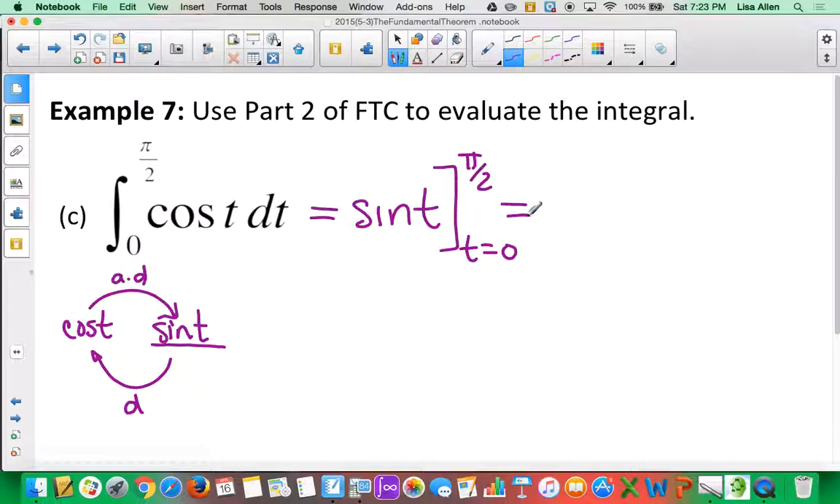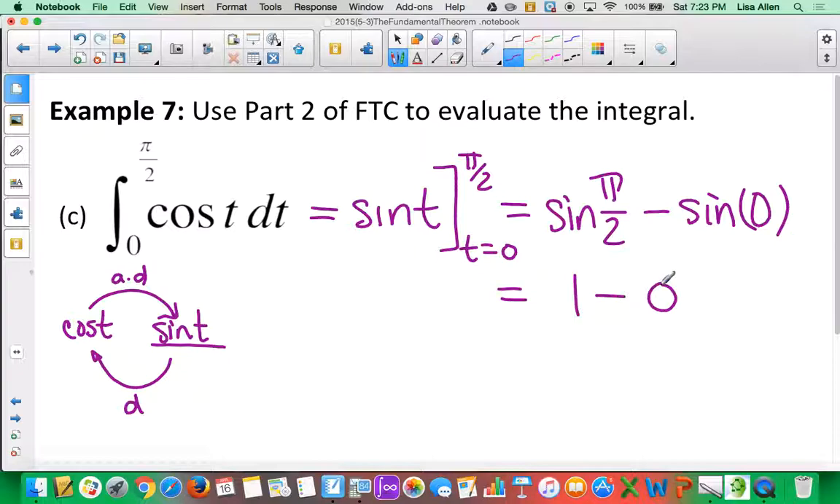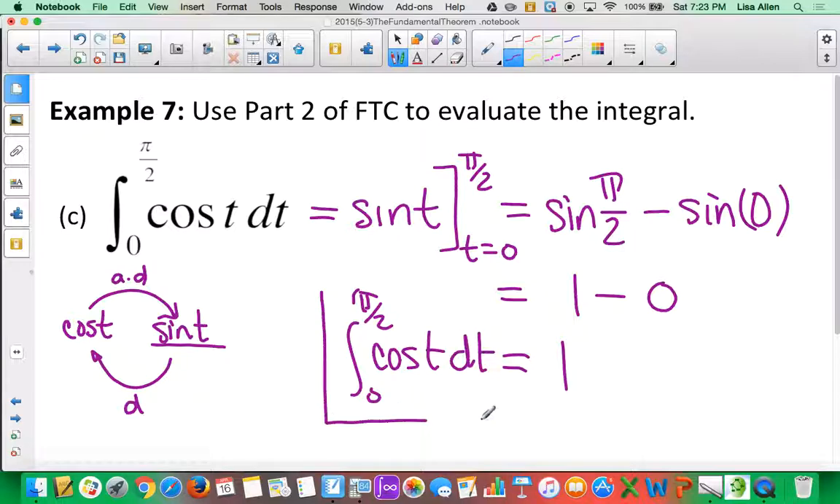So we end up with the expression sine of pi over 2 minus sine of 0, and we end up with 1 minus 0. Sine of 0 is 0, and sine of pi over 2 is 1, so we get the answer 1. So we have the integral from 0 to pi over 2 of cosine t dt is equal to 1.